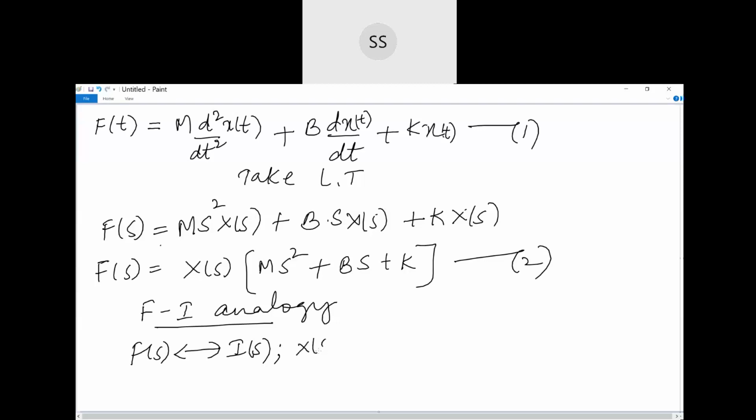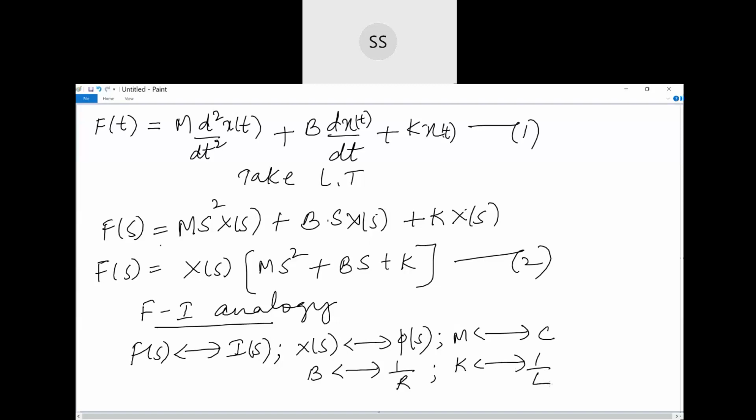Next, in the mechanical system, we have x of s, that is displacement. This will be analogous to phi of s. And next, whatever this mass is, this will be analogous to C. Similarly, the friction component, that is B, will be analogous to 1 by R, and the last, spring, will be analogous to 1 by L. So now we have to substitute these terms in equation 2, and then rewrite equation 2 using this particular analogy.